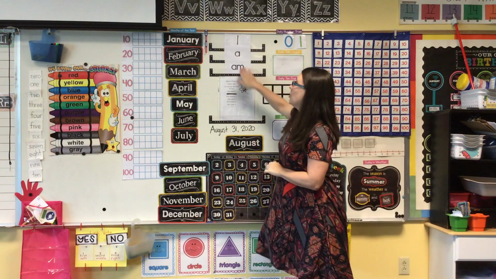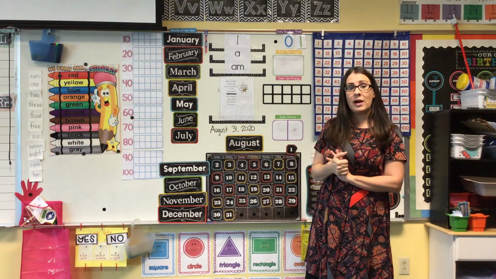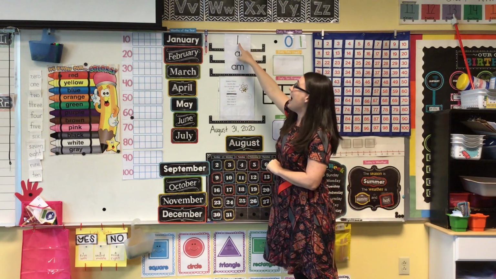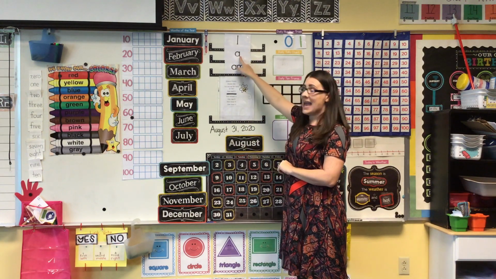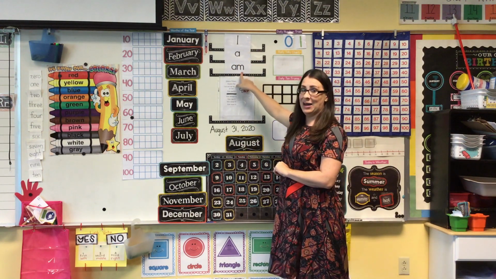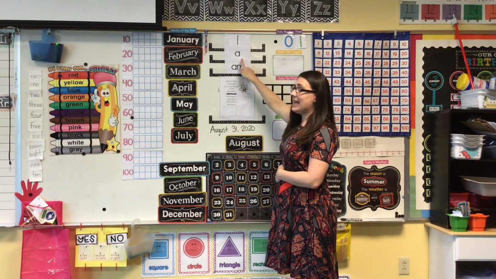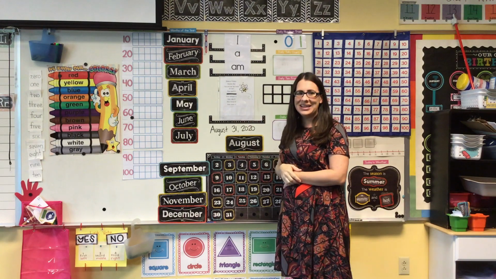I've also got some words up here. We've talked about these words already. Can you help me read them? I'm going to point to it. I want you to read it. Are you ready? I, A, am. Good, let's do that again. I, A, am. Great job.